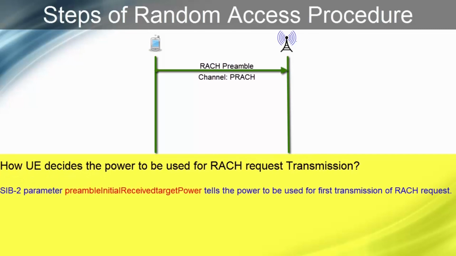SIB2 parameter preamble initial received target power tells us the power to be used for the first transmission of the RACH request. Its value varies from -120 dBm to -90 dBm.